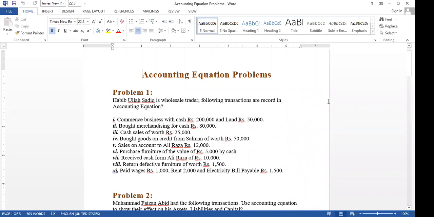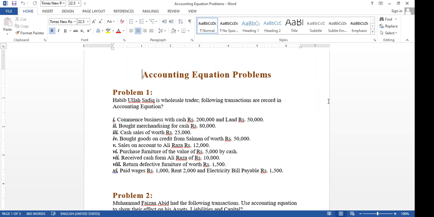Commence business with cash 200,000 and land 50,000. Bought merchandise for cash 80,000. Third, cash sales worth 25,000. Bought goods on credit from Salman worth 50,000. And sales on account to Ali Rasa, rupees 12,000.